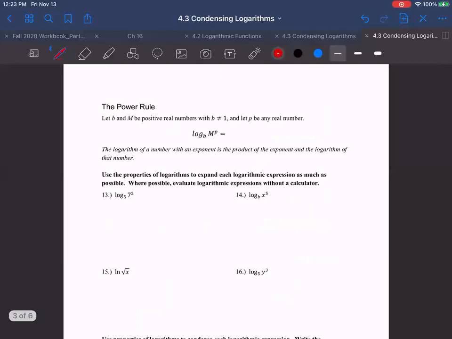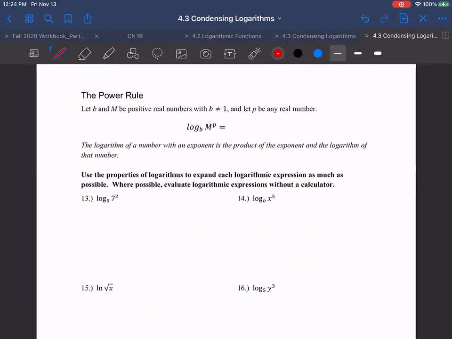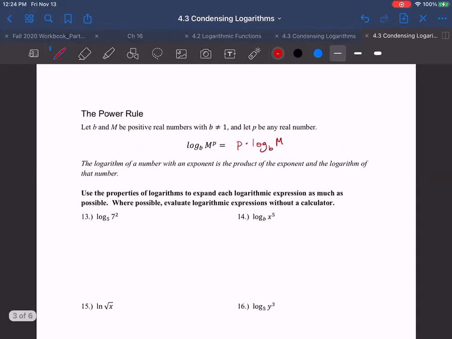Over here, we've got one more rule. It's the power rule, log base b of m to the p power. So if there's an exponent inside our logarithm, then we can actually make this p times log base b of m. And this is actually kind of like an expansion of the product rule that we had at the beginning.